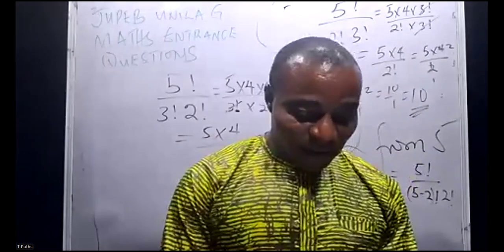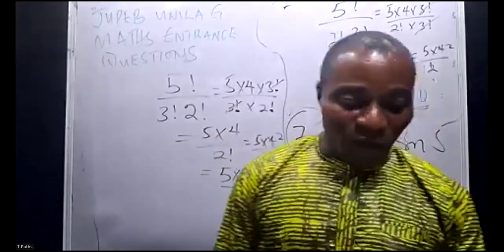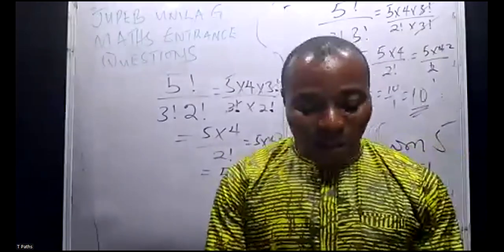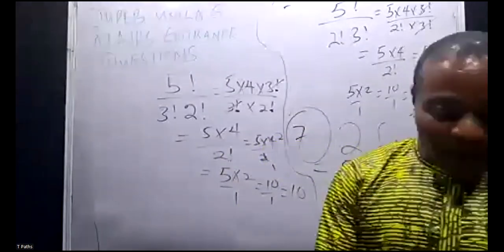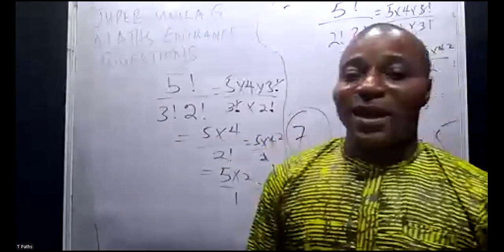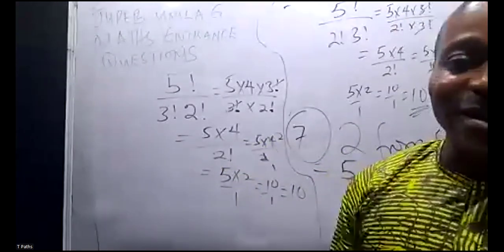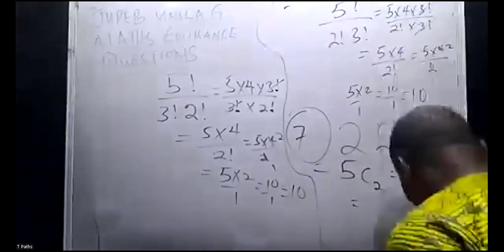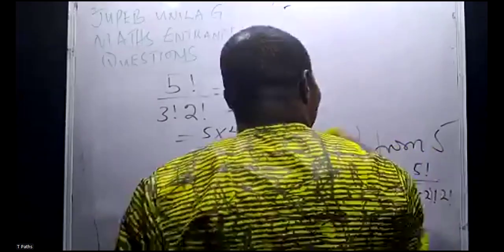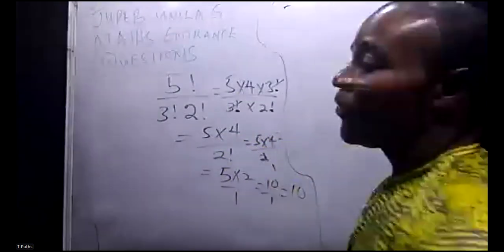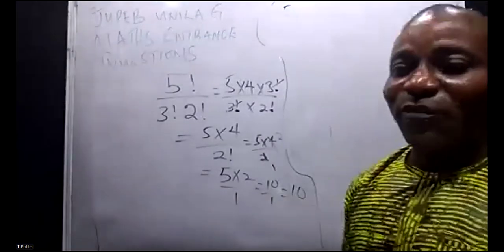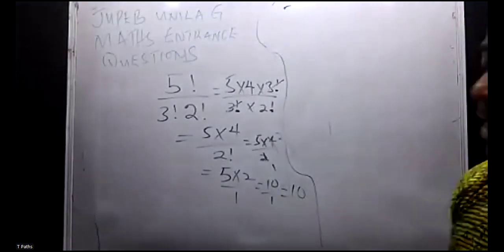It says, how many ways can letters of the word mathematics be arranged? How many ways can letters of the word mathematics be what? Arranged? So this is permutation of indistinguishable objects.